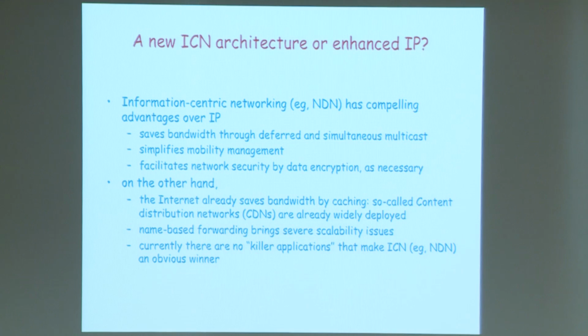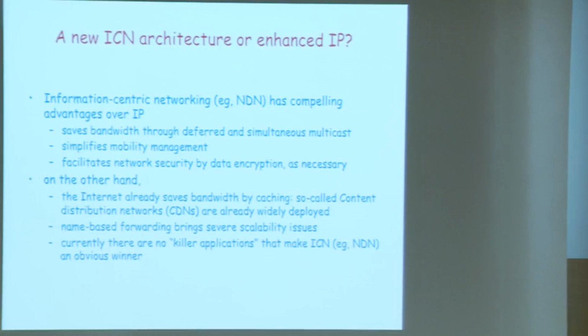Name-based forwarding is nice in principle, but it brings scalability issues. That means that the number of names you need to remember in the FIB can be huge. And you might typically not be able to provide electronic logic which works fast enough to create a table which is big enough. There are some answers to this, hierarchical naming, things like this, but these are still research issues.